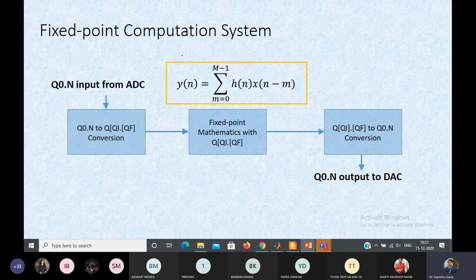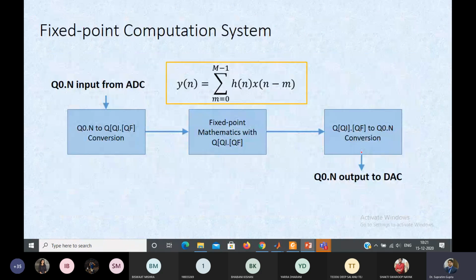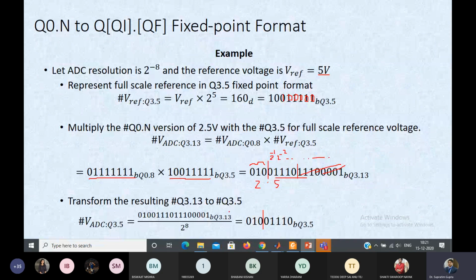So the fixed point computation system is something like this, that we get input from the ADC in 0.n format and then convert it into qi.qf format. Then we can use the fixed point mathematical rules, arithmetic operation rules. We get the output in qi.qf format, and then we need to convert it again to 0.n format. And this is just the reverse operation of this. So what is that reverse operation?